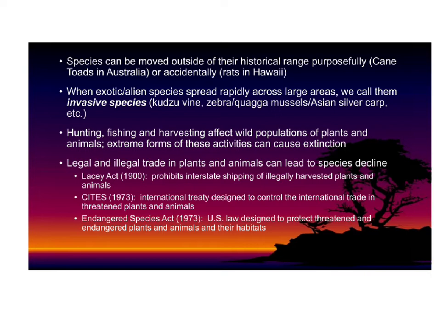So let's talk a little bit about 3 pieces of legislation that are designed to mitigate species decline due to legal and illegal trade. The Lacey Act, which was enacted in the year 1900, so one of our first pieces of legislation. It prohibited interstate shipping of illegally harvested plants and animals. It's still in effect. You can still be in violation of the Lacey Act.